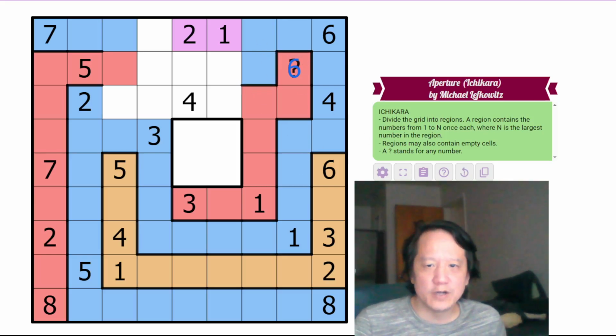Blue has to orthogonally connect. This is done as a region. Blue has to orthogonally connect here. Red has to orthogonally connect here. Blue must orthogonally connect down here to connect to there. And this must be red orthogonally connected.